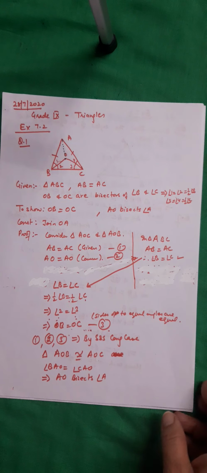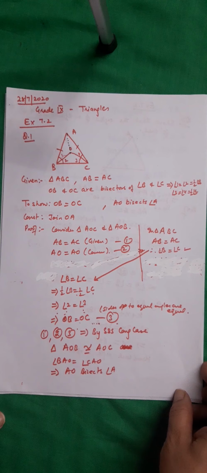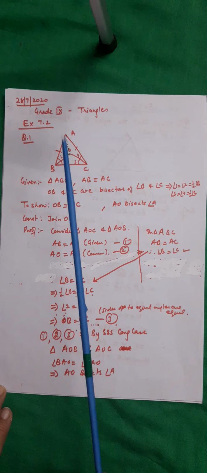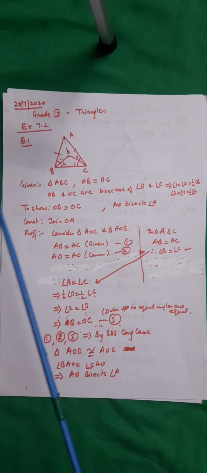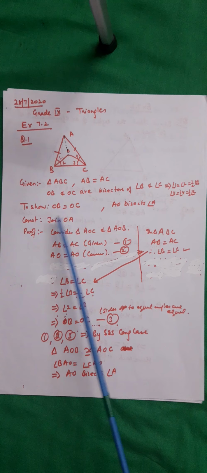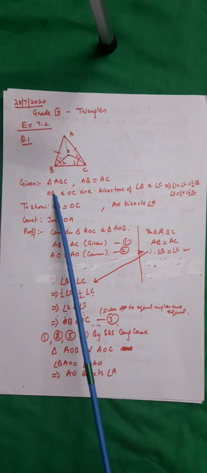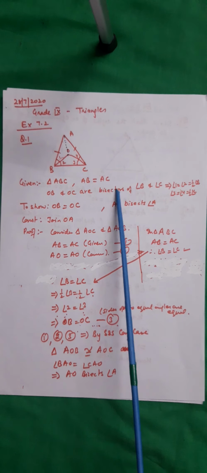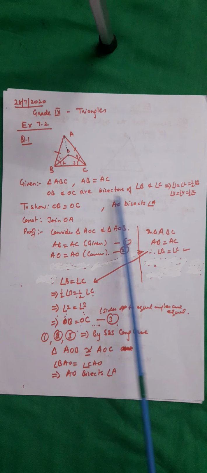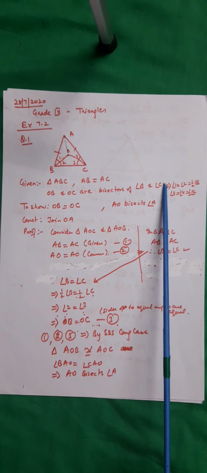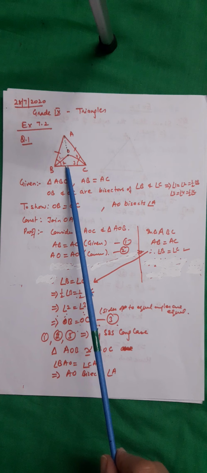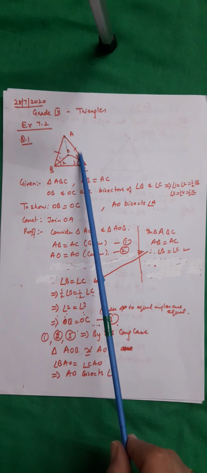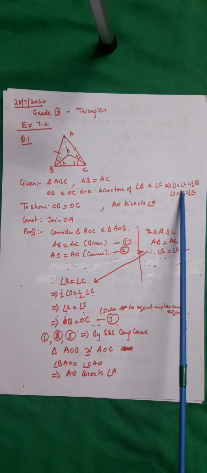Now, let us start with exercise 7.2. Question number 1. Here in this, what is given? It is given, this exercise will be application of the theorem that we have just now discussed. Now, what is given in question number 1? The triangle ABC in which AB is equal to AC and OB and OC are bisectors of angle B and angle C. That means angle 1 is equal to angle 2, that is equal to half of angle B, and angle 3 is equal to angle 4, that is equal to half of angle C.